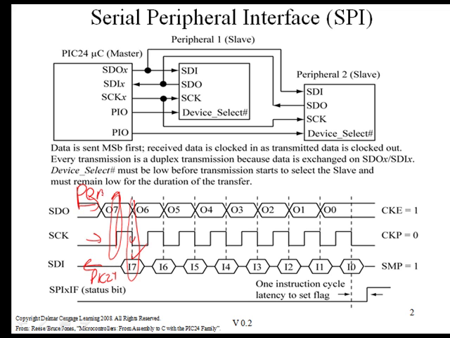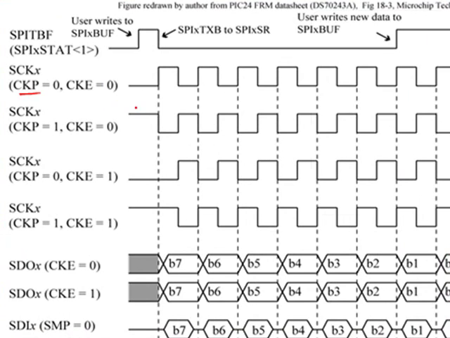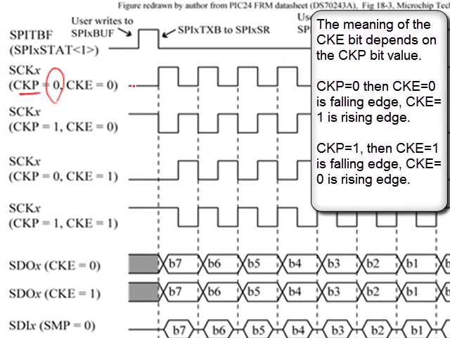There are 2 control bits that control how data is clocked out of the SPI port. These 2 control bits are actually standard in the SPI protocol, and there's 4 combinations of them. The clock polarity bit determines the idle state of the clock, either low or high. A value of 0 means that the idle state is low. A value of 1 means the idle state is high.